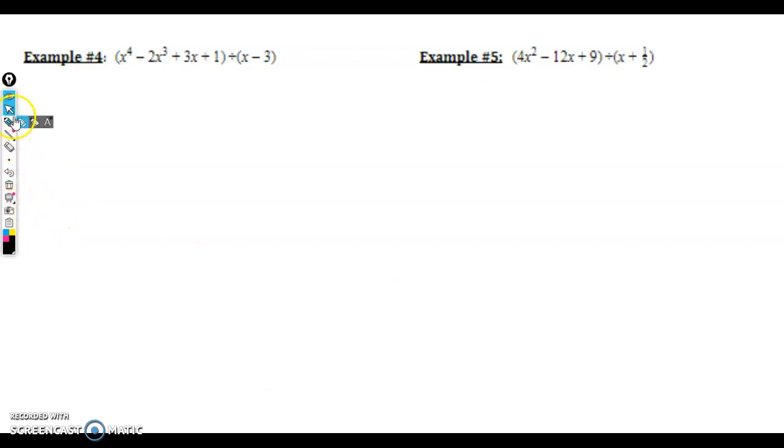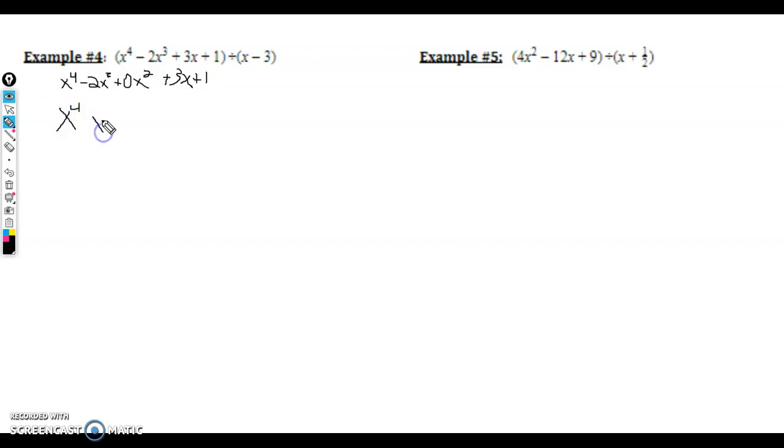Okay, so you guys have example 4 now. I want to write this in standard form. So I'm going to take a second to write this in standard form. So this is what this ends up looking like in standard form. And my missing term is x squared. So this time I do have a missing term.